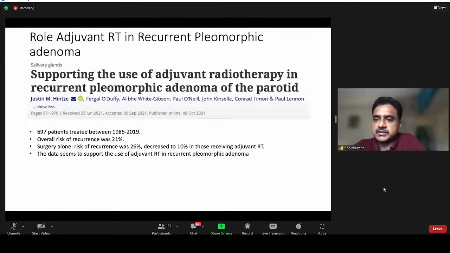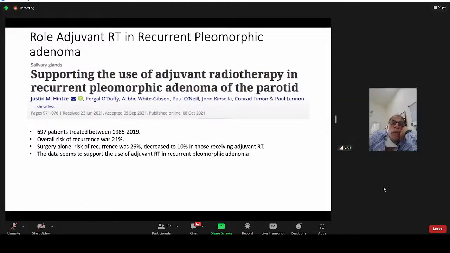Yeah. Sir, when would you consider adjuvant radiotherapy in a recurrent pleomorphic adenoma? In my book, radiation oncologists recommended some of the benign indications for radiotherapy, such as recurrent pleomorphic adenoma. But we have moved on from those days. The reason is surgeries have become much better. You can reanimate the face.